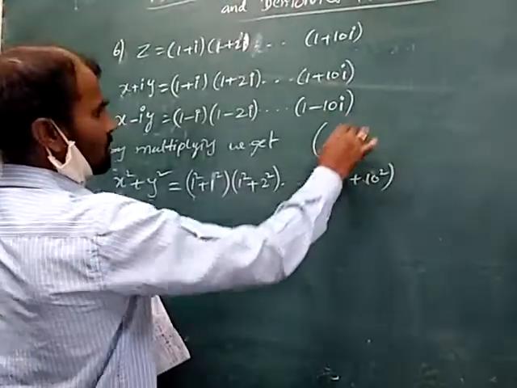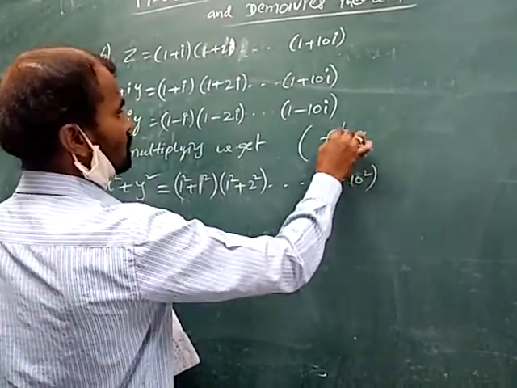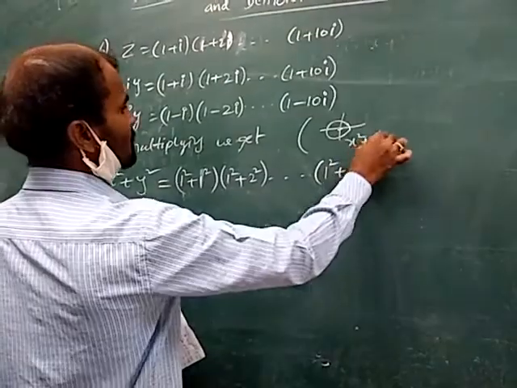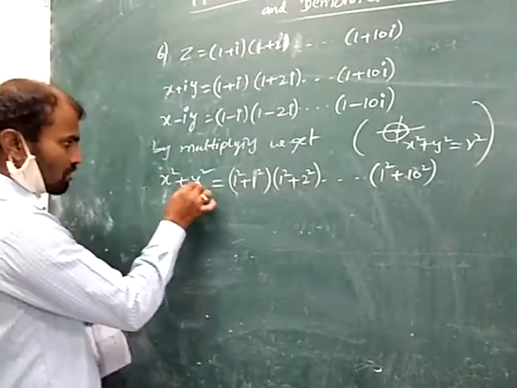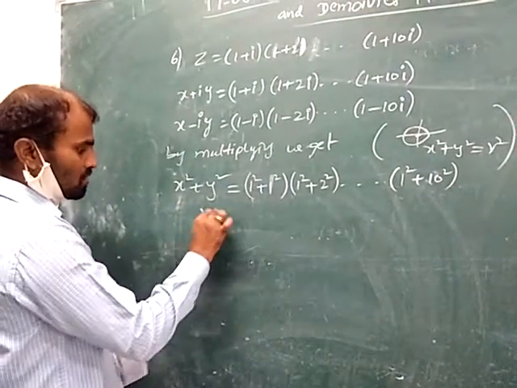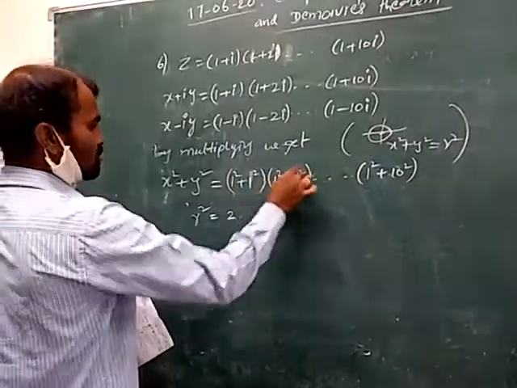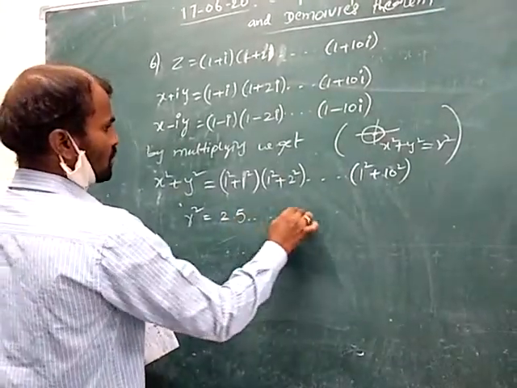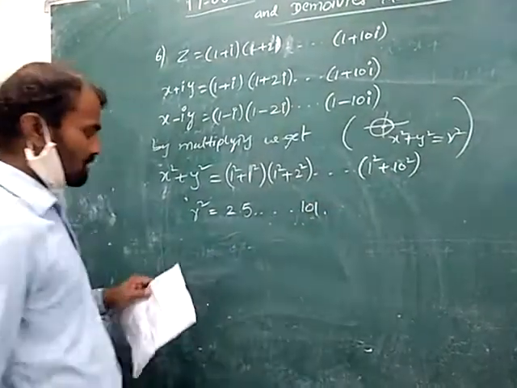Now the standard form of the circle whose center is at origin is x square plus y square equal to r square. So here we have x square plus y square. What is x square plus y square? It is r square, equal to (1 square plus 1 square) 2, (1 square plus 2 square) 5, and so on, up to 100 plus 1, 101. This is the r square value.